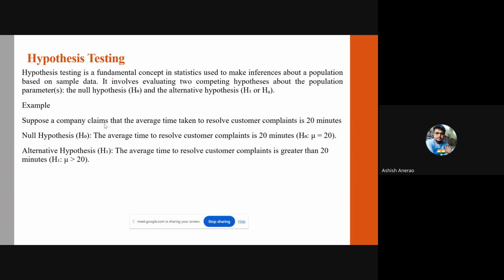If we talk in a positive manner, that's the null hypothesis, and if we talk in a negative manner, that's the alternative hypothesis. We can say it in this way as well.